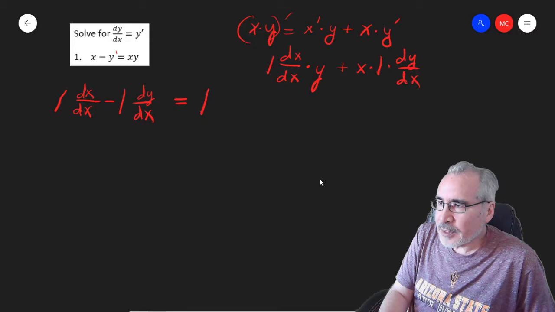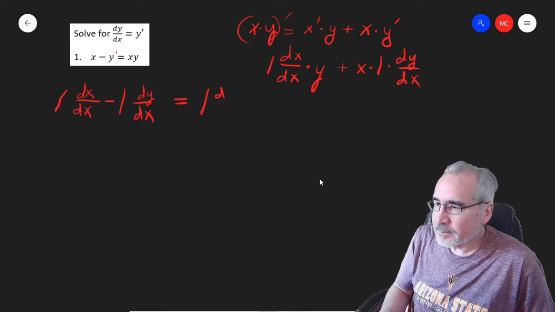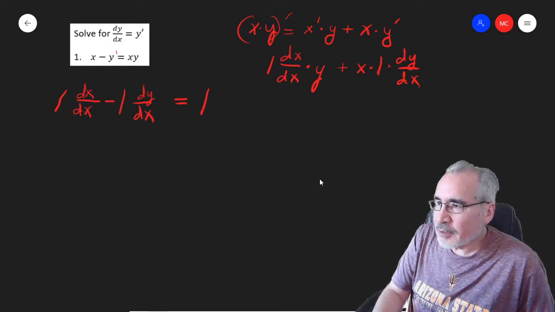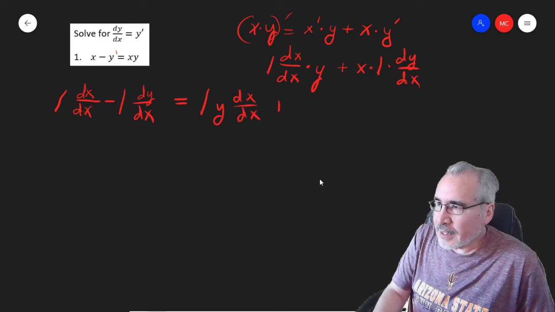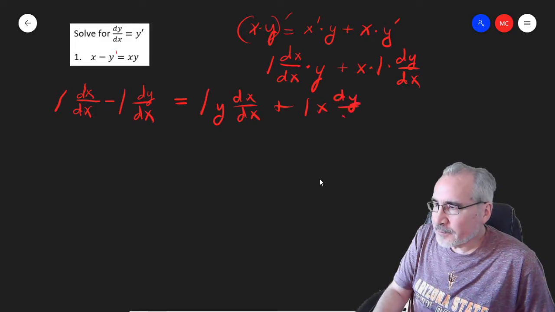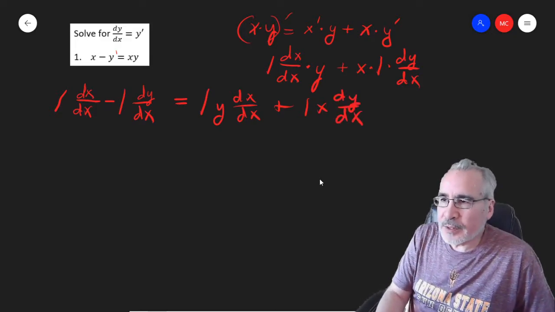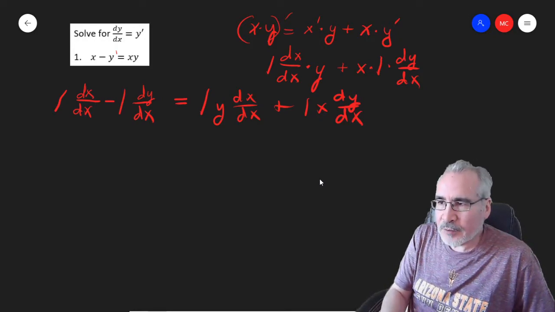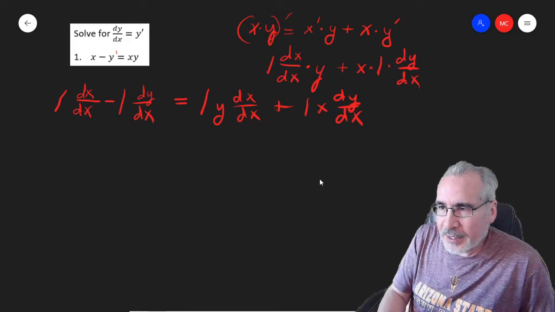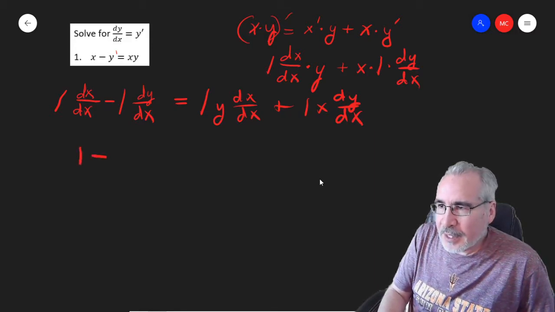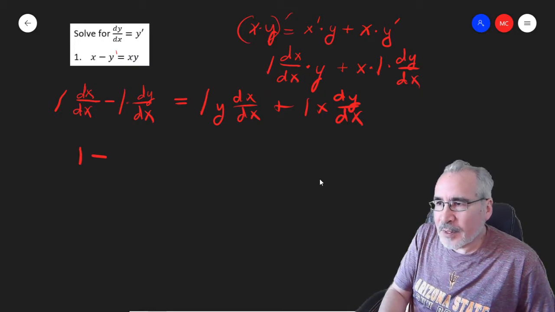I guess I could have just written it all in its place, but I want to clean it up a little bit. So we'll do that. I'm using red, so I'll stick with red. I'm going to do 1y dx/dx, and then over here I'm going to do 1x dy/dx. Okay. My next step is, well, what's dx/dx? That's just 1. So let's simplify what we can simplify. So this is just 1. Now this is 1 times dy/dx, so we don't really need to have that 1. It's kind of like extra symbols.